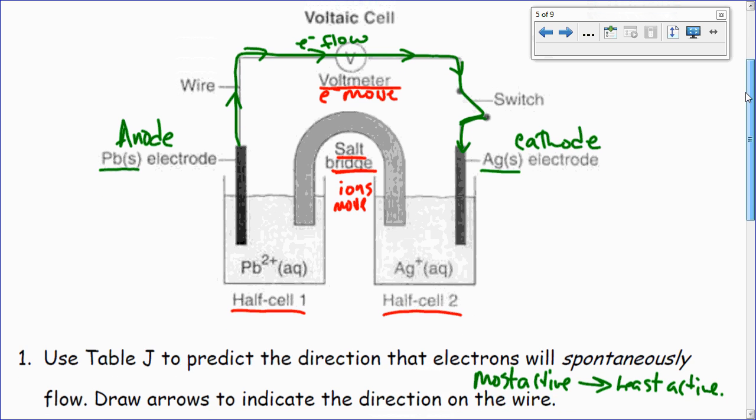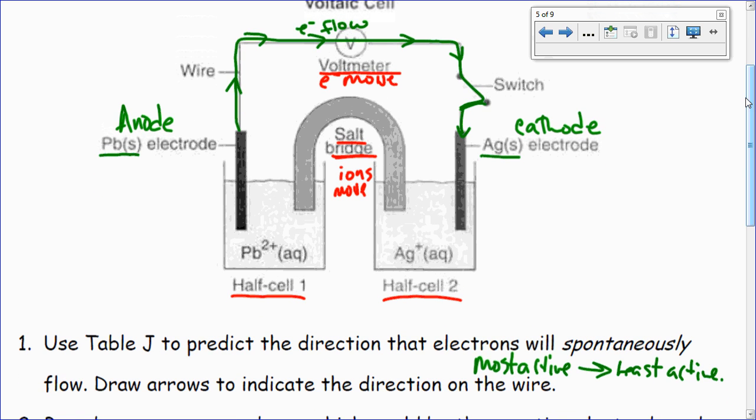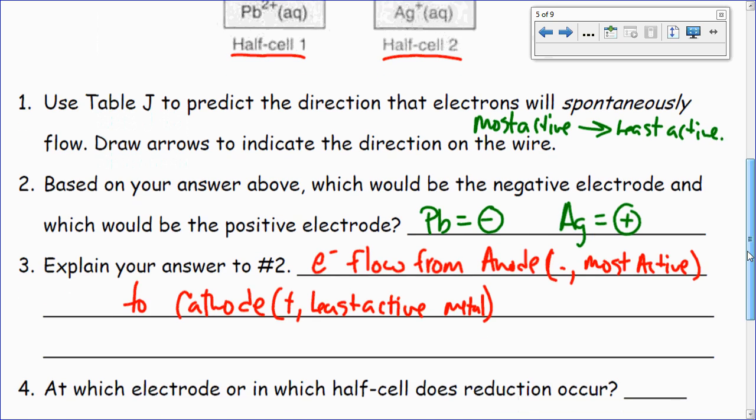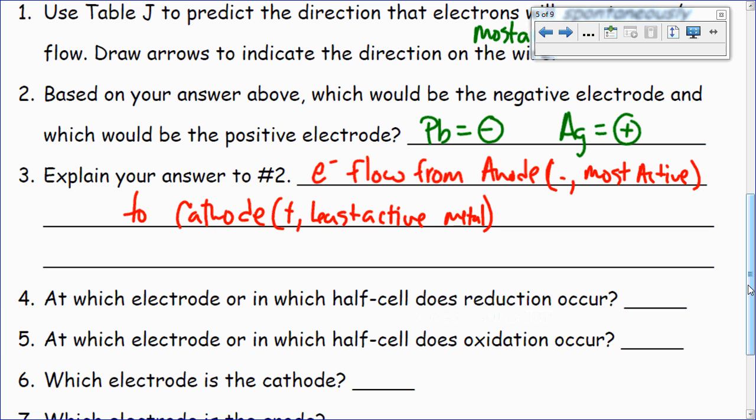Gain electrons, reduction. So if electrons are traveling from the anode to the cathode, all these electrons get out here and then they go right into the solution. So reduction is gaining electrons, and that happens at the cathode. Red cat. Cathode.